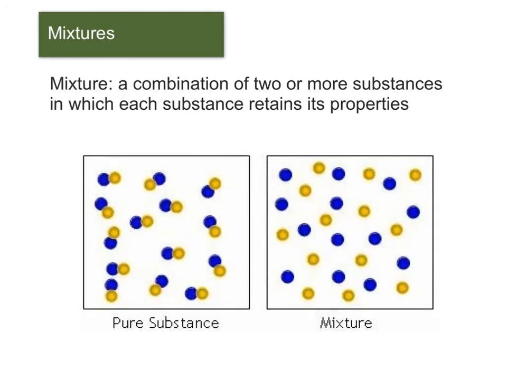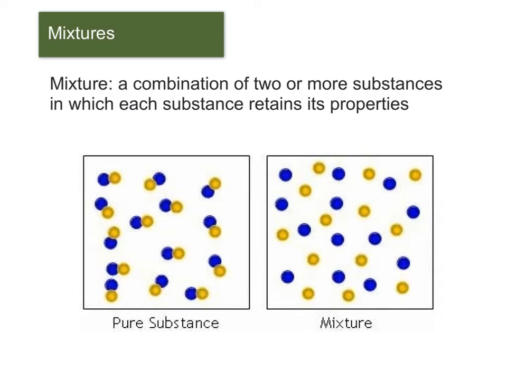A mixture is a combination of two or more substances in which each substance retains its properties. So it's when you mix two things together, but neither of them change their chemical or physical properties as a result of being mixed together. So what's the difference between a compound, which is actually a pure substance, not a mixture, and a mixture?